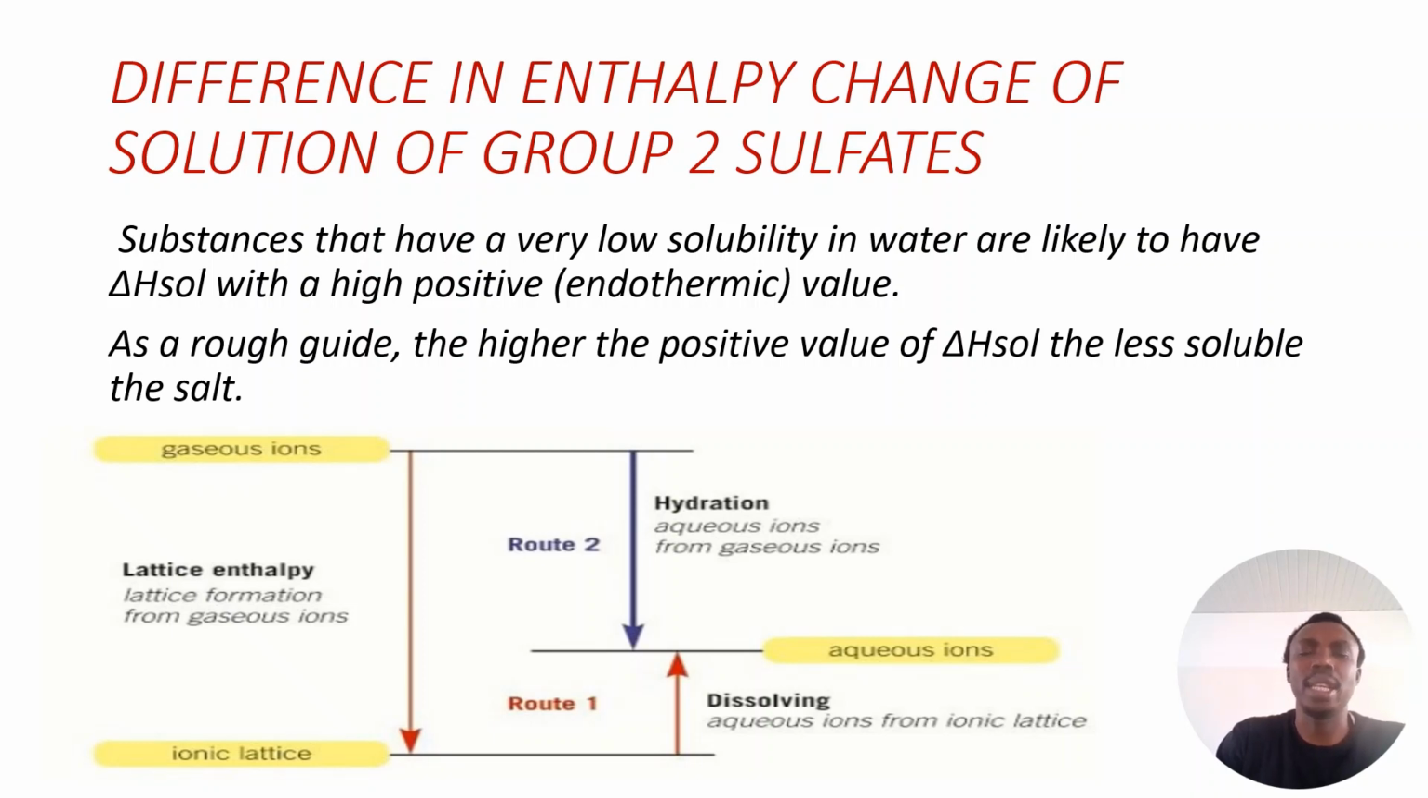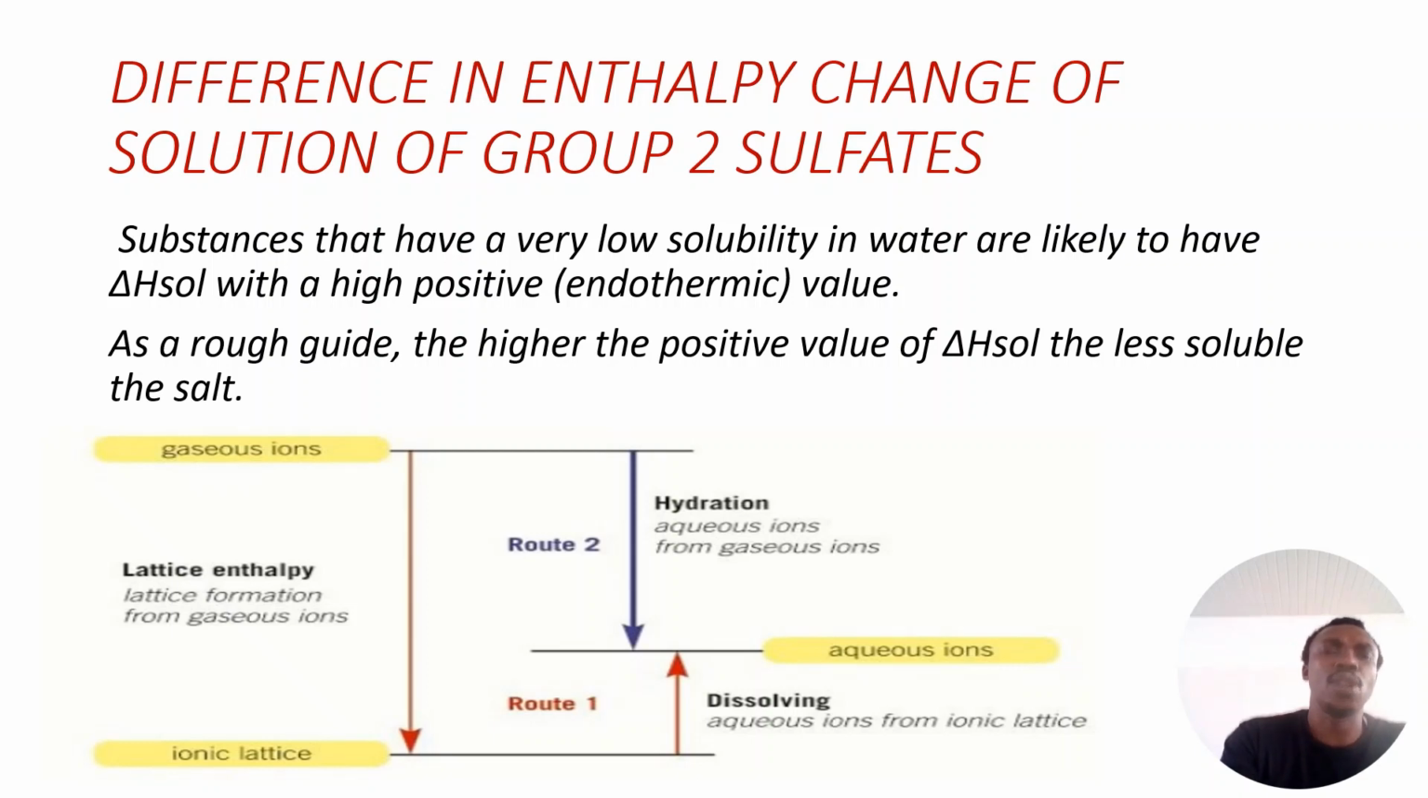So if you look at the group 2 sulfates, as you go down the group, the enthalpy change of solution becomes more endothermic. In fact, the value of the enthalpy change of solution becomes more positive. So as a rough guide, the higher the positive value of the enthalpy change of solution, the less soluble the salt.